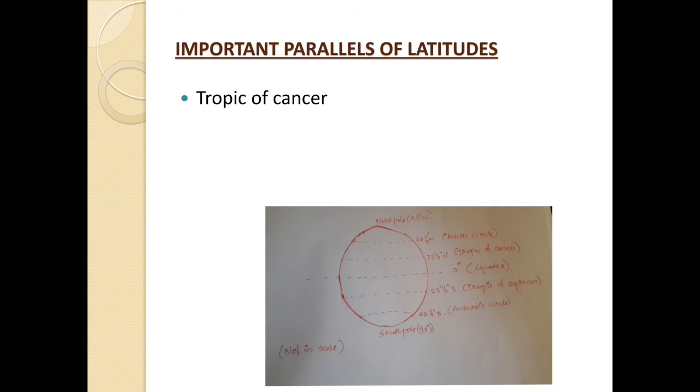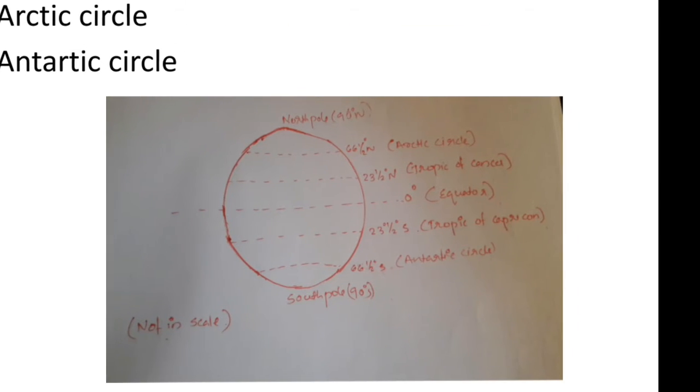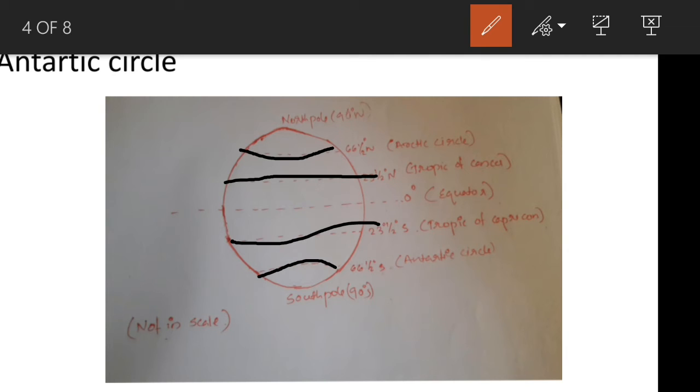Now we can study about important parallels of latitudes. First one is Tropic of Cancer, then Tropic of Capricorn, then Arctic Circle and Antarctic Circle. Tropic of Cancer is present at 23.5 degree north, and the Tropic of Capricorn is present at 23.5 degree south. Then Arctic Circle is present at 66.5 degree north, and Antarctic Circle is present at 66.5 degree south. North Pole is at 90 degree north, and South Pole is at 90 degree south.